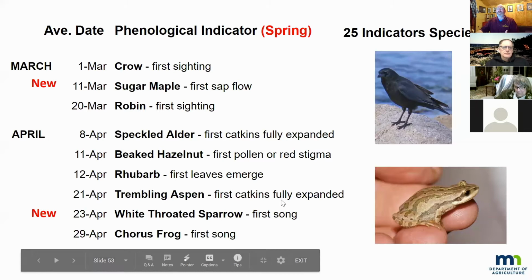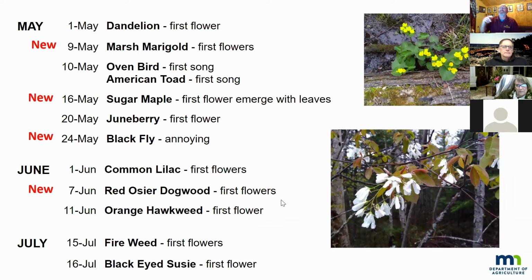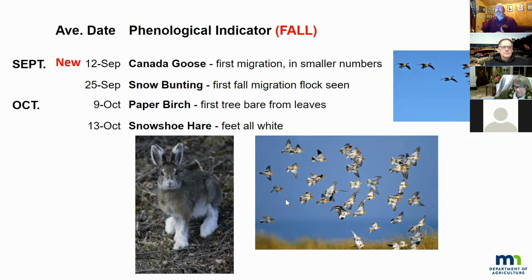And in May here, as we shift to May, you'll see a bunch of new ones in there: marsh marigold, sugar maple, and black fly populations. Because so much happens in May for growing, we needed more indicators to really fine-tune our planting. And then looking at fall, and I'll tell you why, we added a few new indicators earlier on.